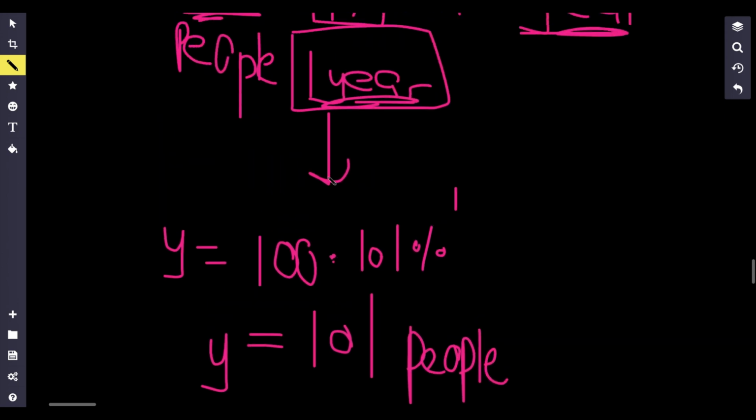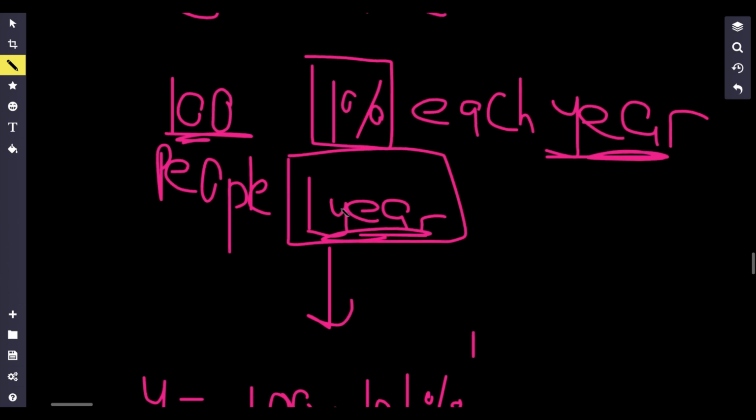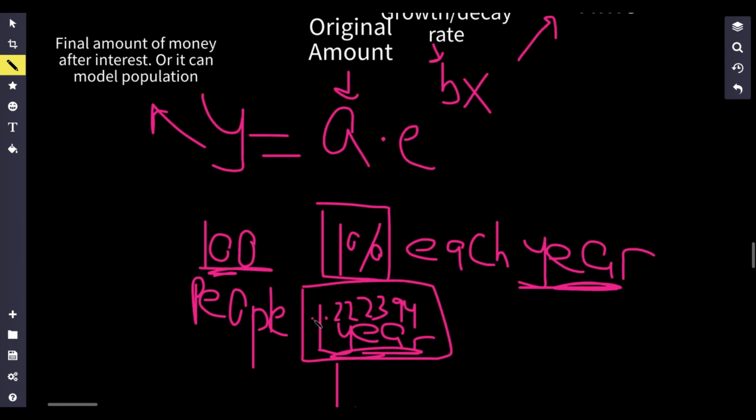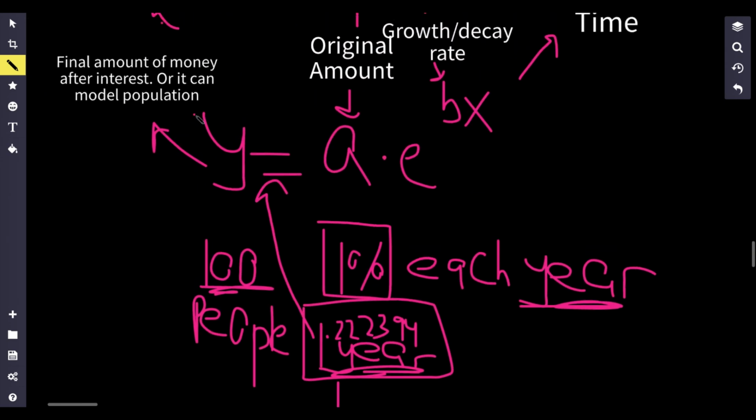Seems easy, right? But what if I wanted to find the amount of people in, let's say, 1.12 years? What if I wanted to find the amount of people in 1.22239 years? And that's the case when you would use the formula I showed you right now.